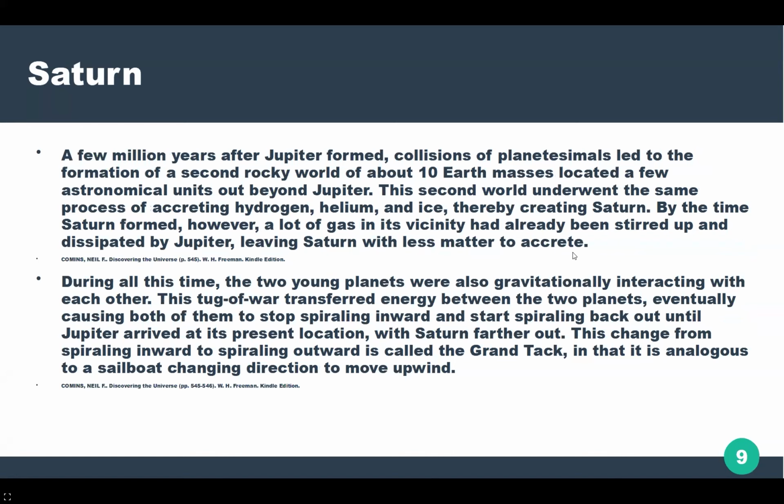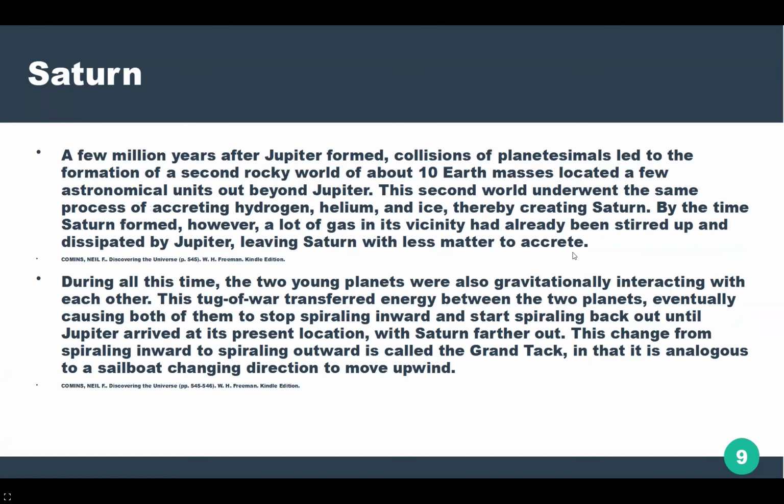During all this time, the two young planets were also gravitationally interacting with each other. This tug-of-war transferred energy between the two planets, eventually causing both of them to stop spiraling inward and start spiraling back out until Jupiter arrived at its present location with Saturn farther out. This change from spiraling inward to spiraling outward is called the grand tack, in that it is analogous to a sailboat changing direction to move upwind.